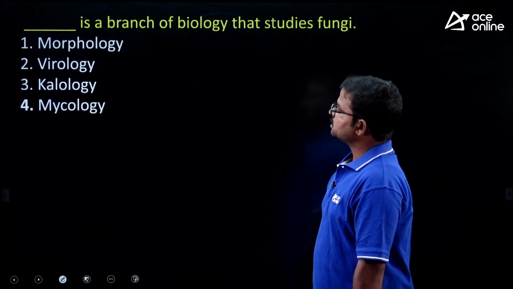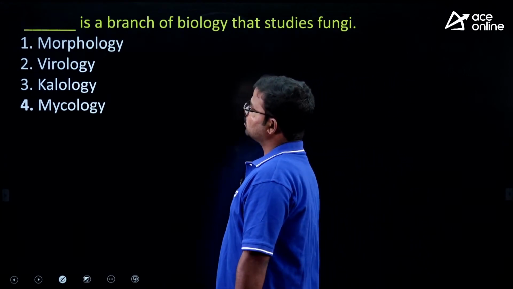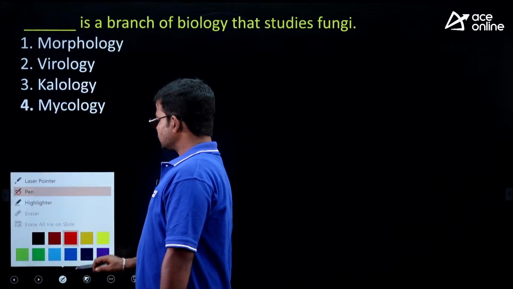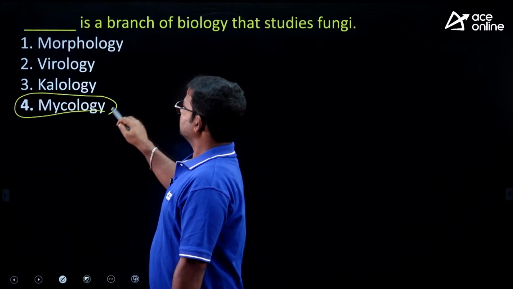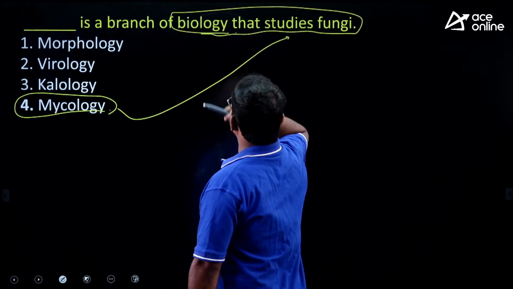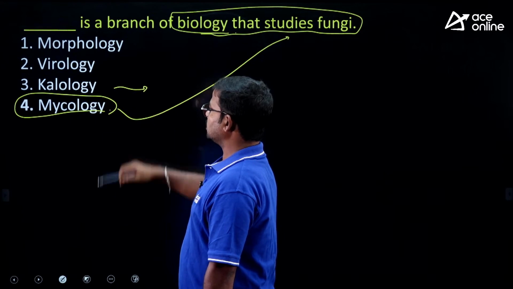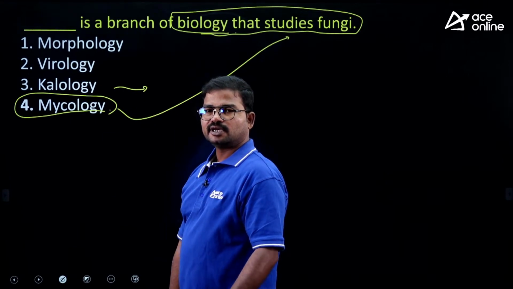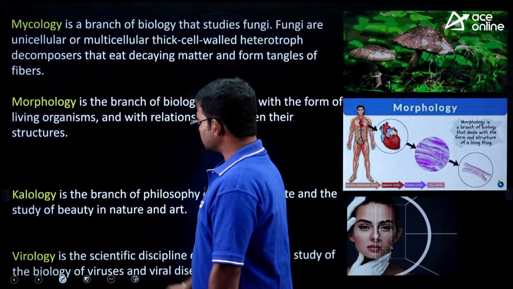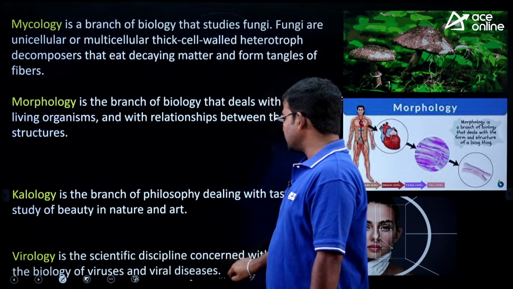Next one, dash is a branch of biology that studies fungi. Here the options are morphology, virology, calology, and mycology. Mycology is the branch that studies fungi. What about calology and virology? Calology is the subject used to study beauty. Virology, of course you know, is the study of the biology of viruses and viral diseases.